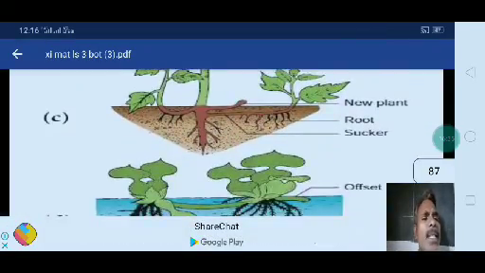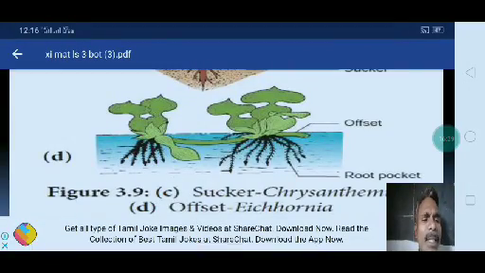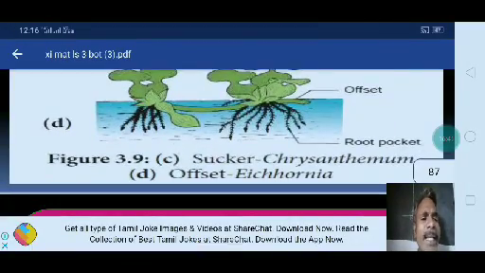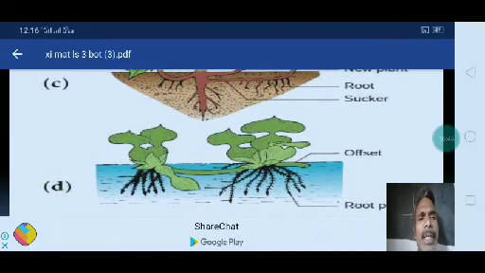You can see there is a chrysanthemum plant and a water hyacinth, Eichhornia plant also there. Sucker, chrysanthemum; offset, Eichhornia. Okay, up to this point you have to read very carefully.